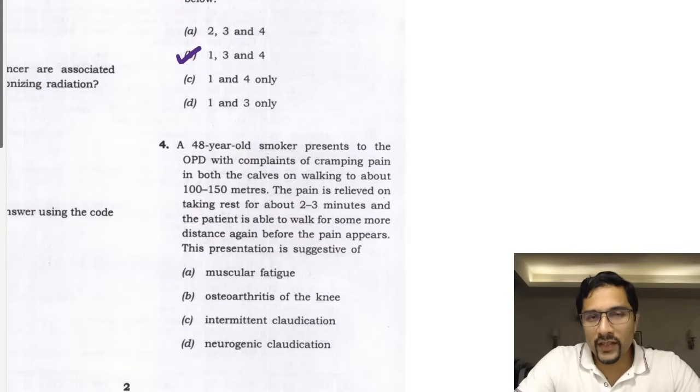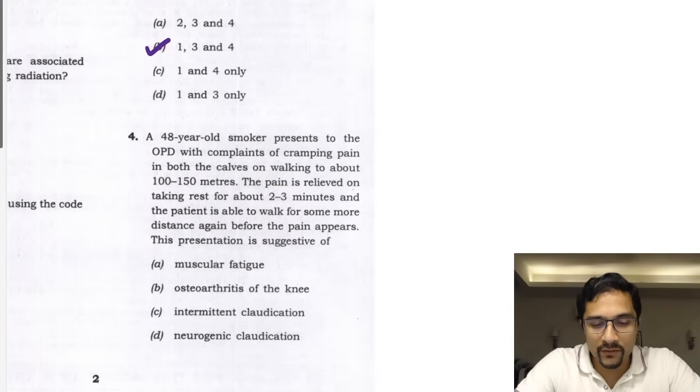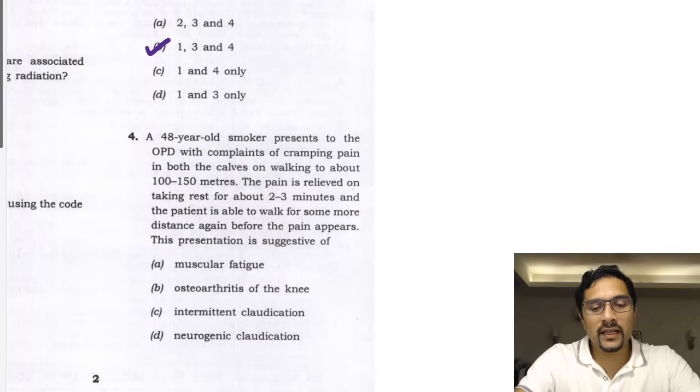Okay, this was a straightforward question. This was asked in the NEET exam also. A similar question was asked last year or last to last year. A 48-year-old smoker comes to the OPD with complaints of cramping pain in both calves after walking 100 to 150 meters. Pain is relieved on taking rest for about 2 to 3 minutes, and the patient is able to walk some more, after which the pain recurs. This is a sign of which condition?